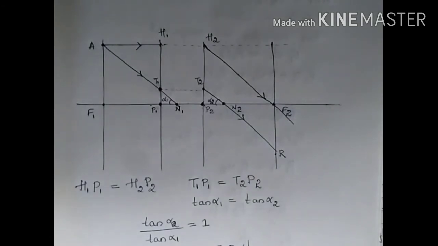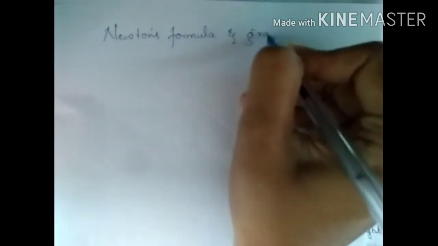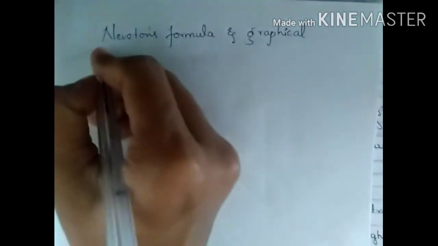So now we have learnt the three different points and three different planes that are possible in the optical system or in the thick lens. Now let us learn Newton's formula and graphical construction of image. So this is the next concept: Newton's formula and graphical construction of image.